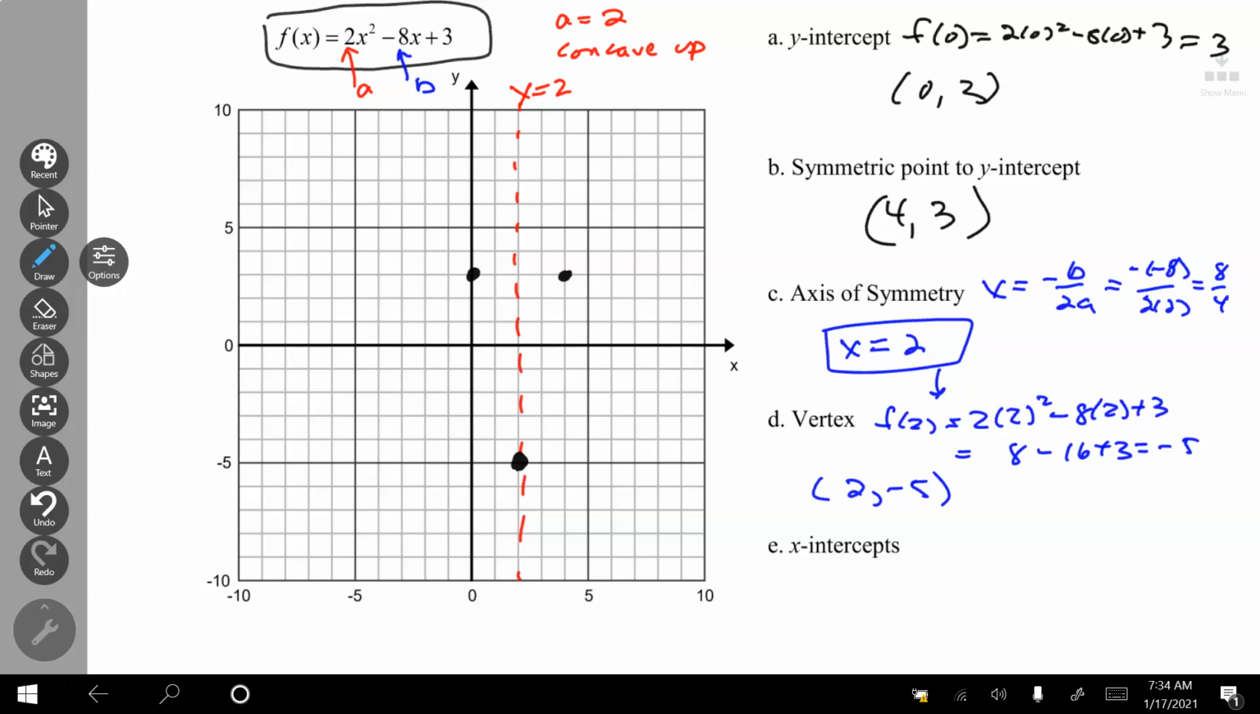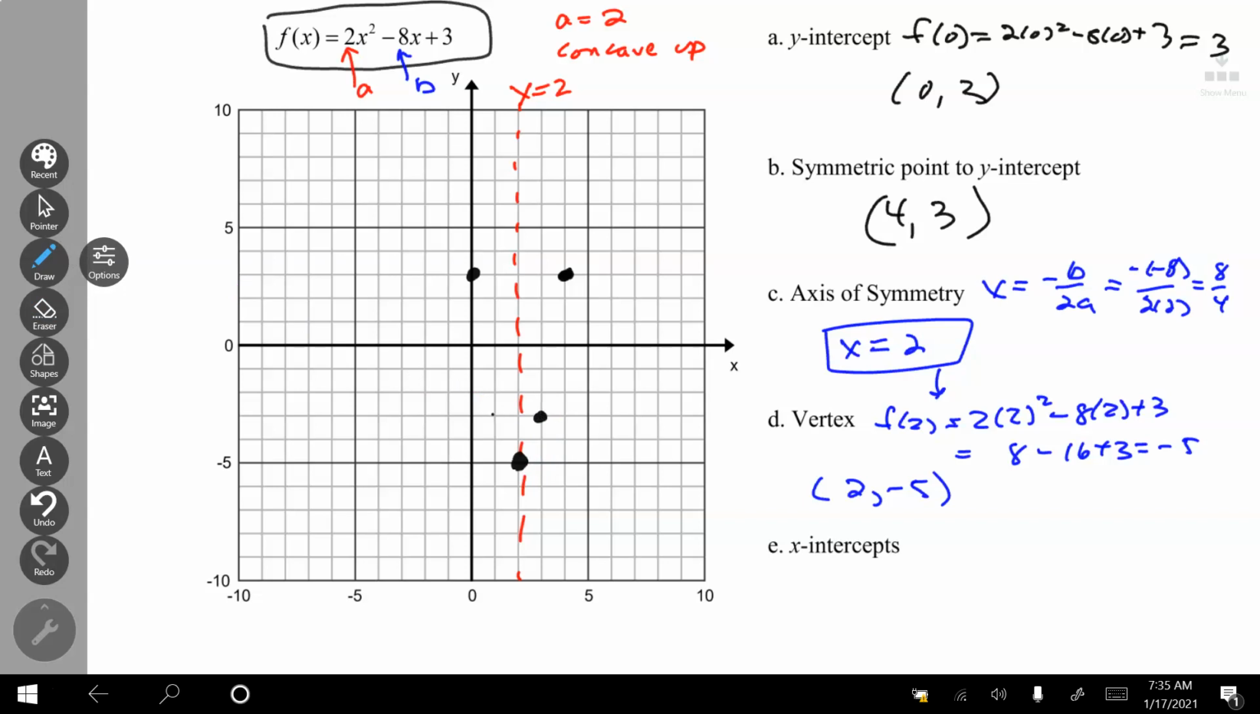Then I've got to figure out the x-intercepts. Well, actually, I'm going to figure out another point. I'm going to use my counting squares method again. So again, if I go here, my value is 2. I go over 1 square to the right or left. 1 squared is 1 times a is 2. I'm going to put a dot here.